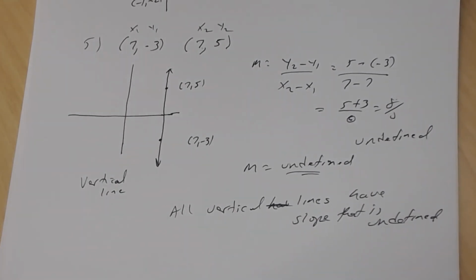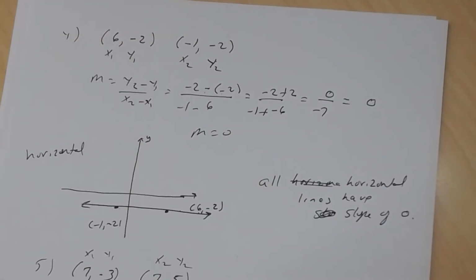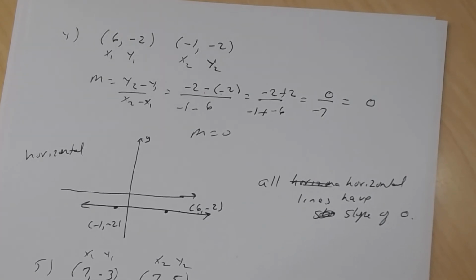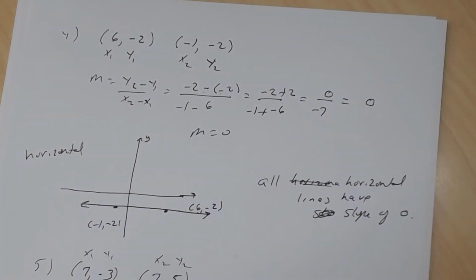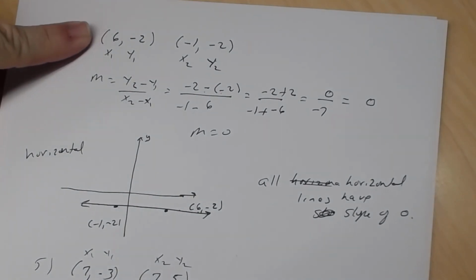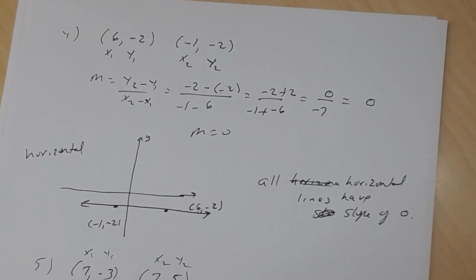So now let's look at this idea. The next part we're going to talk about is this. Here we're given points and we found the slope. If you're given the equation of a line, you can find the slope without determining points. And so that's going to be the next part of the lesson.